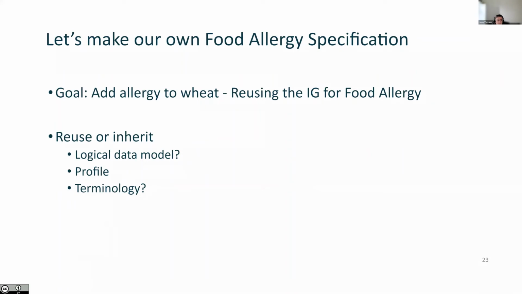I'm going to have some interaction with the system to show how this works and show how we can make a simple inheritance example here. So let's do this. Let's make our own food allergy specification. So from our previous webinars, we made a very simple dummy implementation guide that was talking about food allergies. And those food allergies, we said, well, we want to have something. Let me just show this to you, what we had.